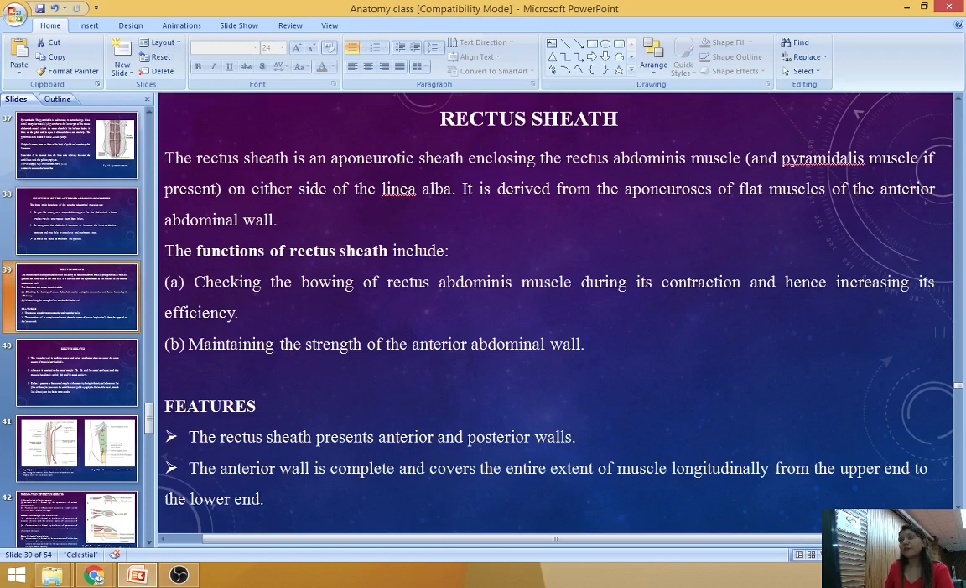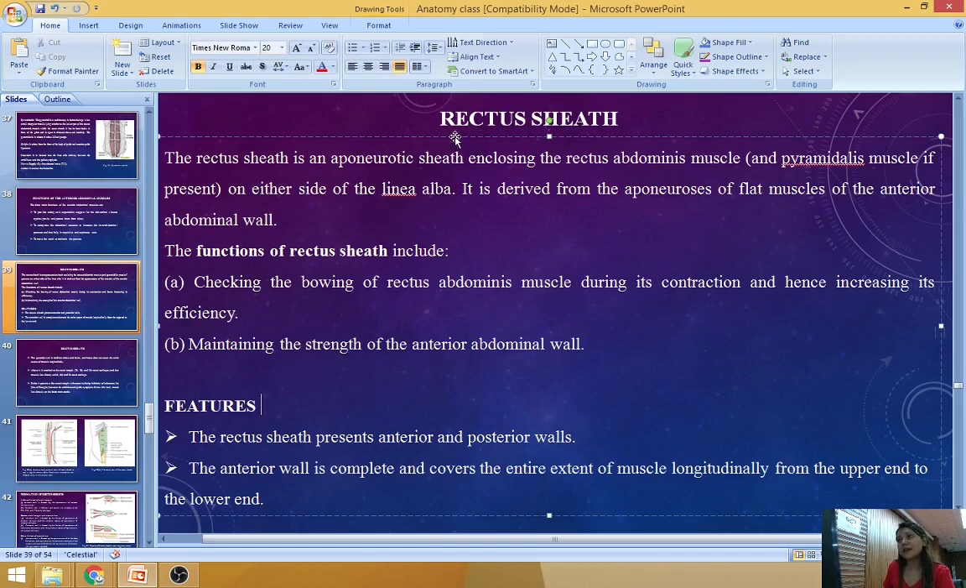Now a very important topic is the rectus sheath, and rectus sheath comes as a short note. Okay, so tick mark, triple star, quadruple star, whatever star you want to put, this will come as a short note. Rectus sheath, very important topic, and every time it comes as a short note. So what is rectus sheath?